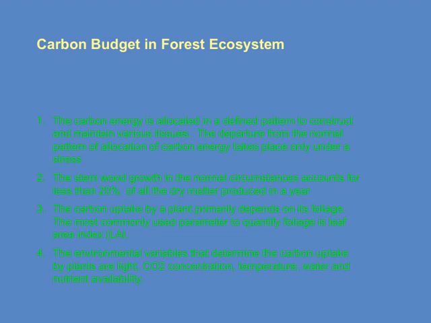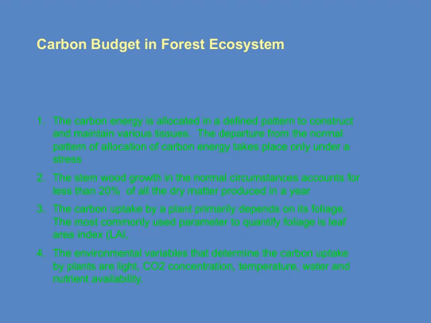But it's important to remember that carbon uptake isn't just about leaf area. Several environmental variables come into play, like light availability, CO2 concentration in the atmosphere, temperature, water availability, and nutrients in the soil. All of these factors influence how effectively a plant can absorb and utilize carbon, ultimately affecting its growth and the overall carbon balance in the forest.